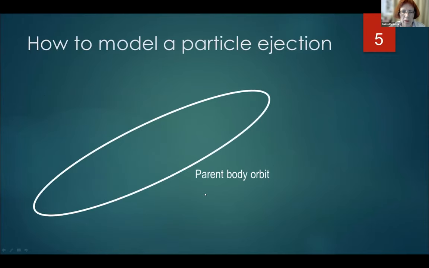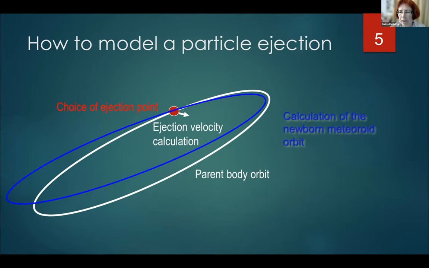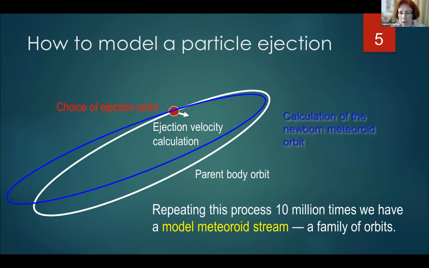And how to model particle ejection. When we have the parent body orbit, we choose an ejection point, then we somehow calculate the ejection velocity vector, then we calculate the newborn meteoroid orbit, and repeating this process 10 million times, you have a model meteoroid stream, a family of orbits.